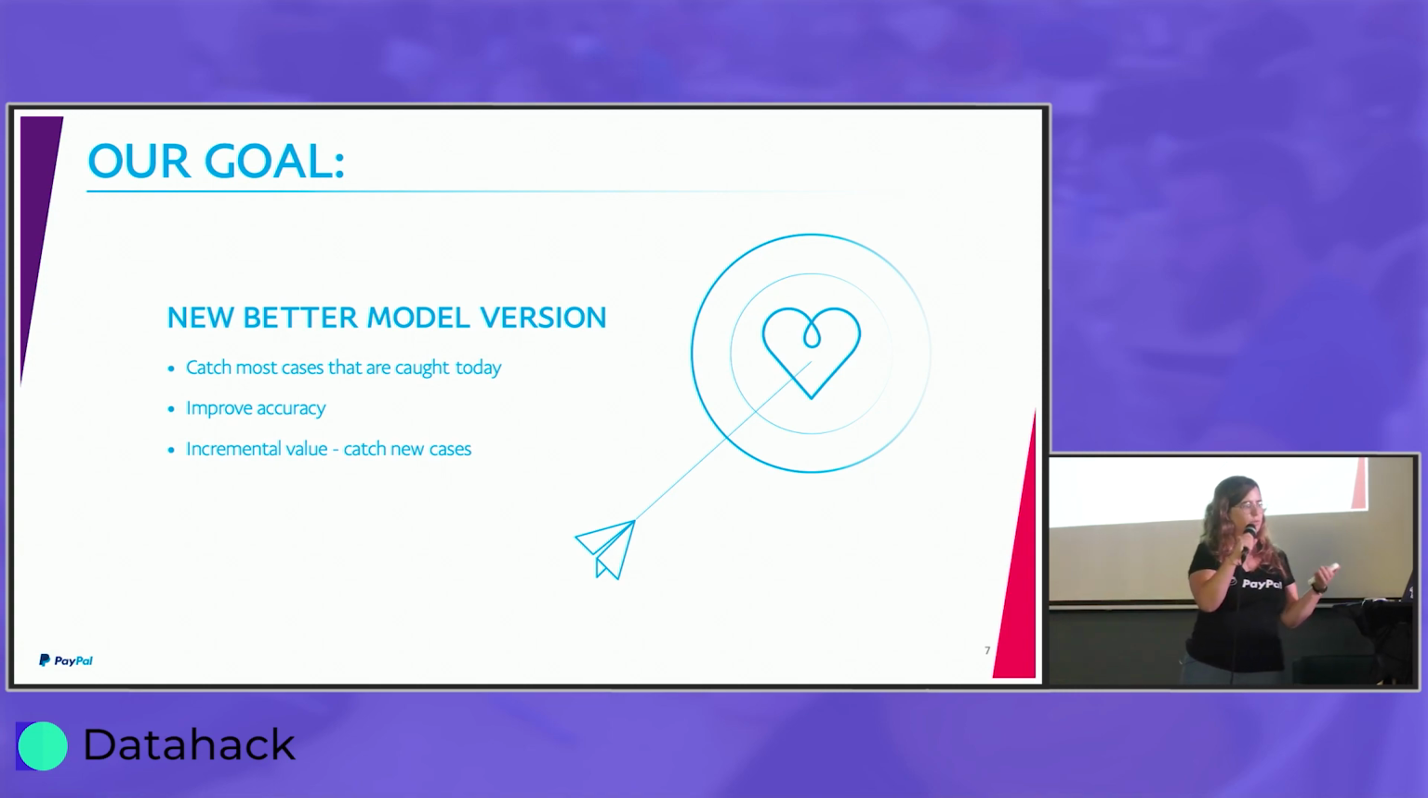We want to create a better version. So what will be a better version? First, we want to catch most of the bad cases that are getting caught today. We want to do that with improved accuracy.